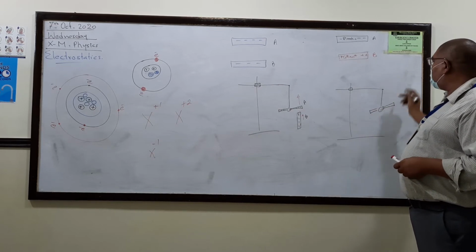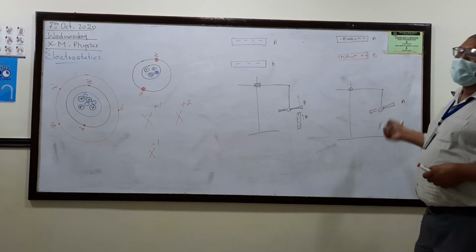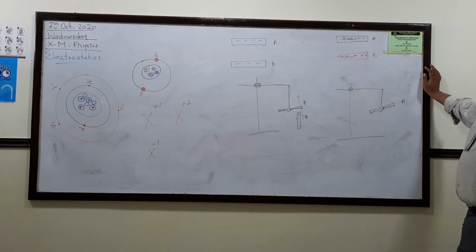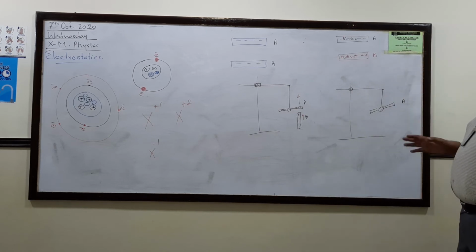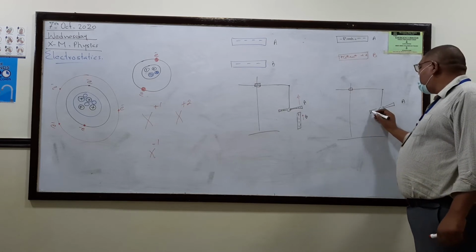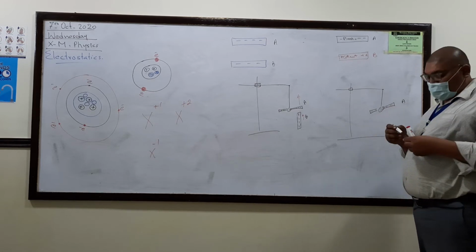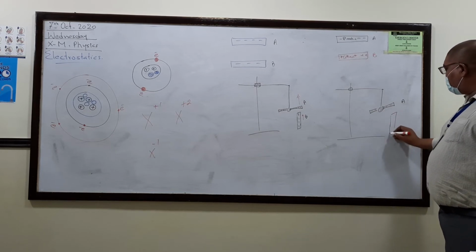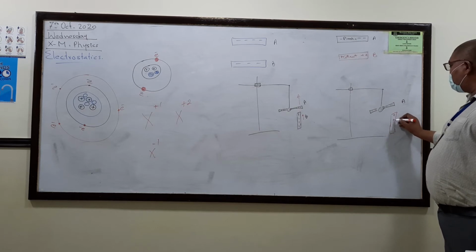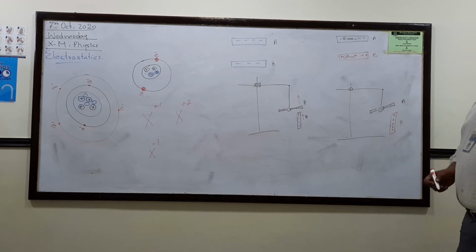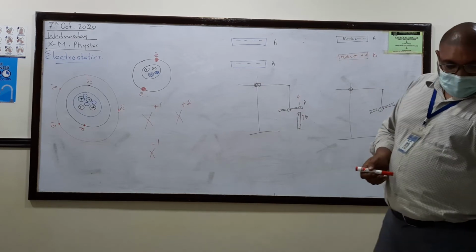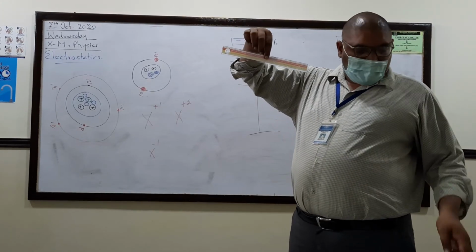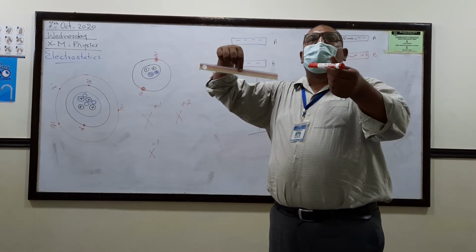So I take the retort stand, and here I have a thread. With that thread I have hung this plastic rod, and I suppose that the plastic has a negative charge on it. It's just a supposition, okay? And then I take that glass rod, which is rod B, and I think that it has the opposite charge. I bring it near it. So let's say this is rod A, which is negatively charged, and this is rod B, which is positively charged.